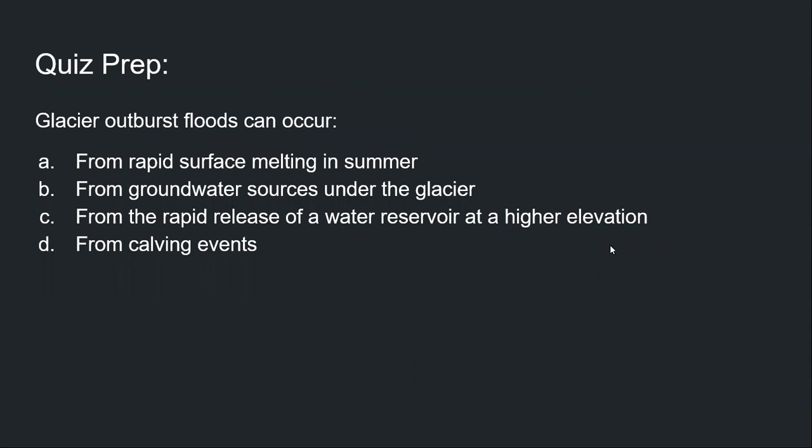So, small quiz prep. Glacier outburst floods can occur from... I'll leave you a few seconds to answer that. So glacier outburst floods can occur from rapid surface melting in the summer, from groundwater sources under the glacier, from the rapid release of water reservoir at higher elevation, or from calving events. The right answer here is answer C, from the rapid release of water reservoir at higher elevation. Indirectly from answer A as well, kind of.